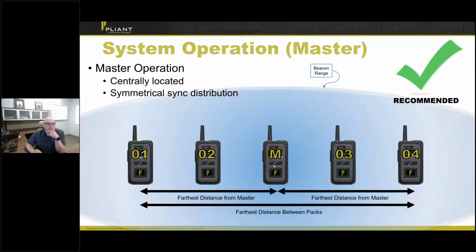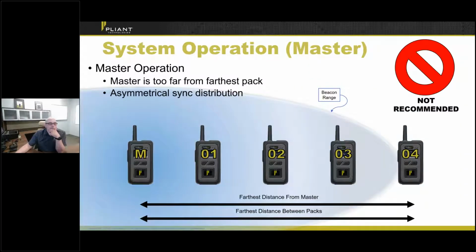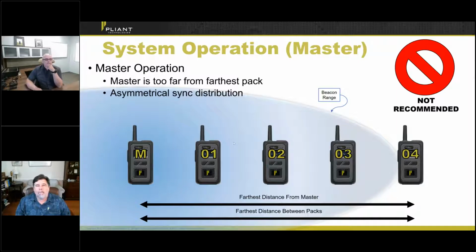Now we'll show you the opposite of that, and what we don't recommend. You wouldn't want to have the master pack somewhere way off to the side, because at that point, if somebody, in this case pack number 4, gets to the edge of range or goes out of range, he's not going to be able to communicate to anybody else. So in this case, the master pack is too far from the farthest pack away. So you want to keep the master somewhere centrally located if possible, even stationary if that's possible. And we do have the ability to operate one of the packs stationary if you wish to do that.